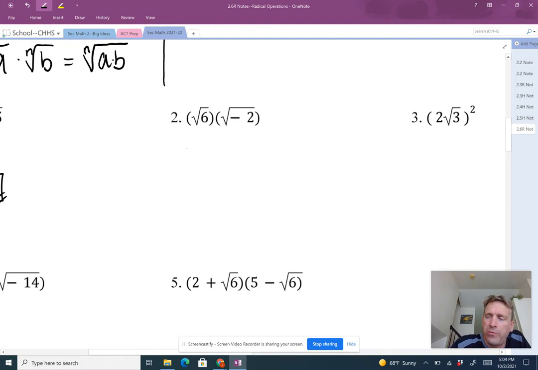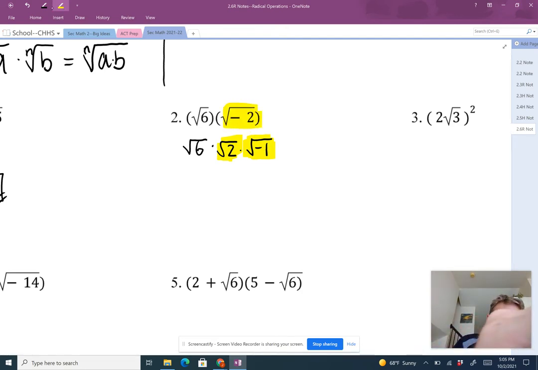So we're going to rewrite this as the square root of 6 times the square root of 2 times the square root of negative 1. These two right here, the square root of 2 times the square root of negative 1, are equal to the square root of negative 2. But when you separate them out like this, you can think of the square root of negative 1 as being the imaginary unit i. And then we can take the square root of 6 times the square root of 2 and multiply those together and get the square root of 12.